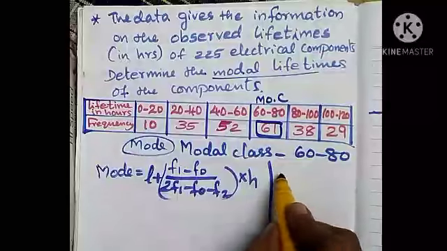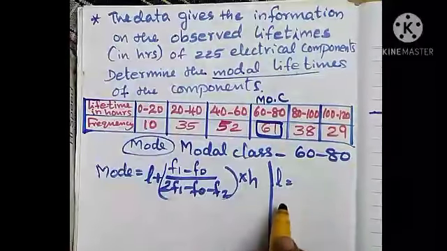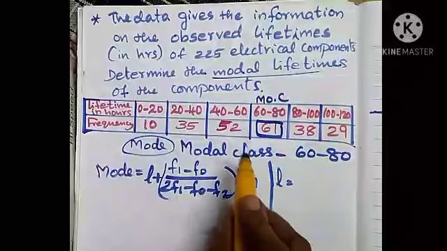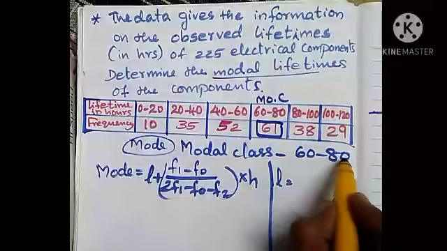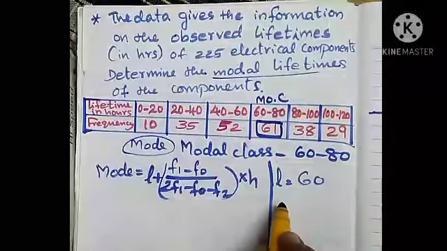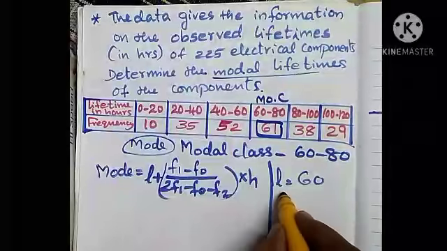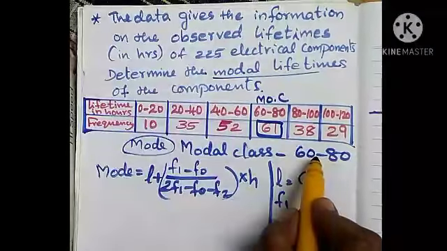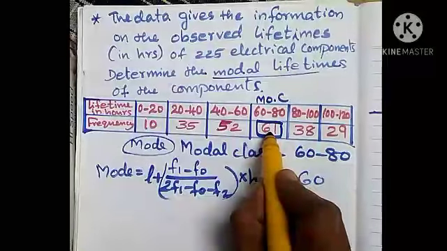Now what is L equal to? One by one we have to write here the variables. L means lower limit of the modal class. That we have selected 60 to 80, so 60 is the lower value. And next F1 we can select. F1 is the frequency of the modal class. Frequency of the modal class means it is 61.